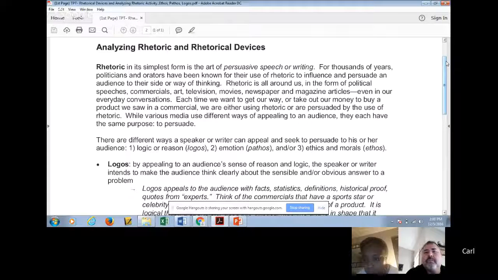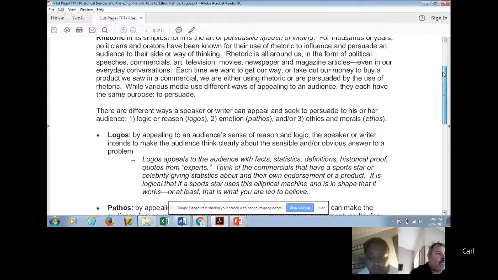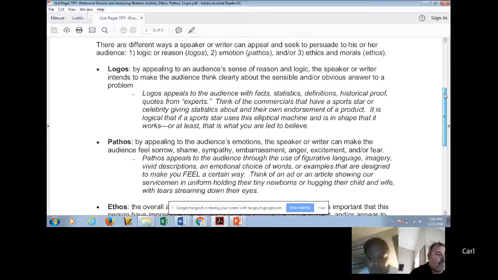Analyzing rhetoric and rhetorical devices. Okay, so the form says that rhetoric, in its simplest form, is the art of persuasive speech or writing. For thousands of years, politicians, orators, and many other people have used this to influence and persuade. So rhetoric is all around us, as I mentioned earlier. You see it in your everyday life. Rhetoric is really big or really small.